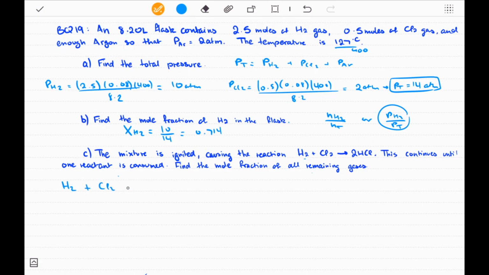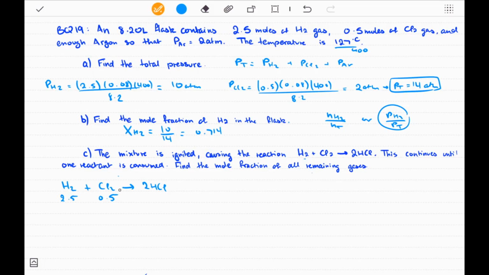We start with hydrogen and chlorine, and the reaction is meant to give us HCl. Now, to start this, we have to start with the initial reactants. We have 2.5 moles of hydrogen and half a mole of chlorine given to us in the question, and we're going to use these and not the pressure because you can't consume pressure. You consume moles, but not pressure. And we need to figure out which reactant is going to be consumed because we're told that this reaction will continue until either hydrogen or chlorine reaches 0.